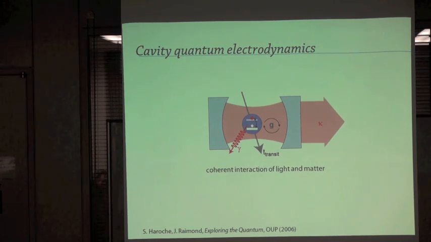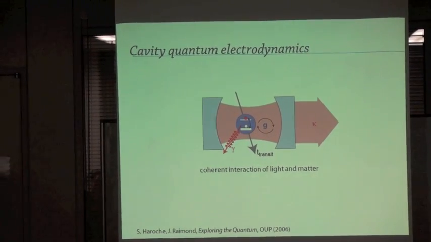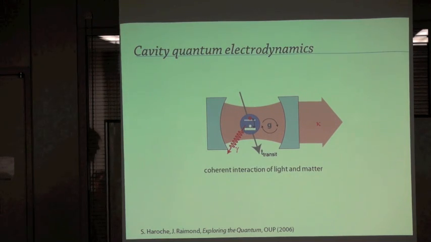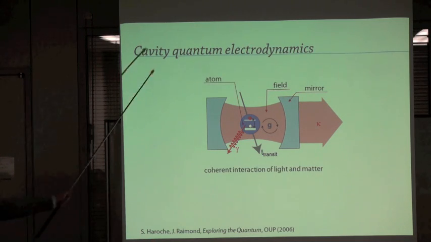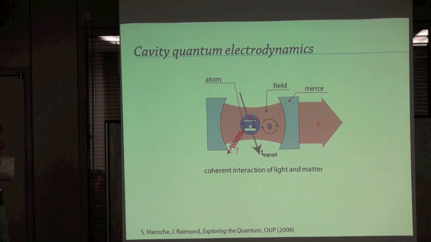For the start, a few words about cavity quantum electrodynamics. It's the study of the coherent interaction of light and matter. So the basic components of such a setup are the following. We have a mirror, which forms a cavity. And then inside this cavity, we have a photonic field. And what we do then is we add atoms which will fly through this field and interact with it.